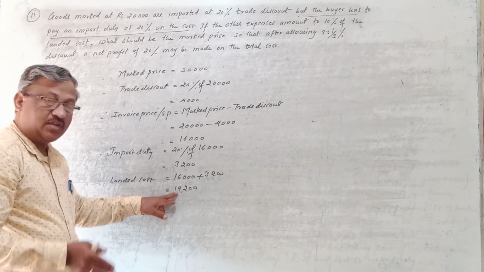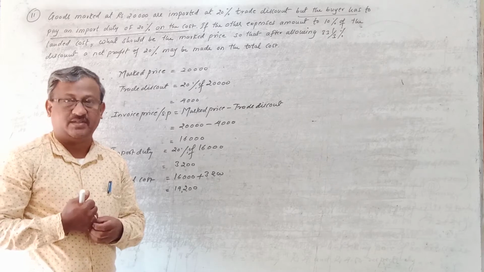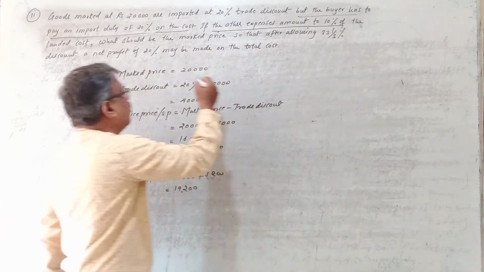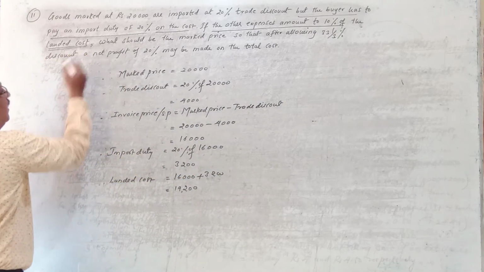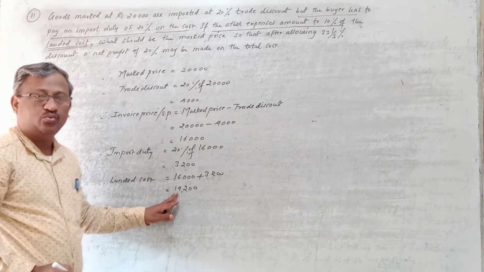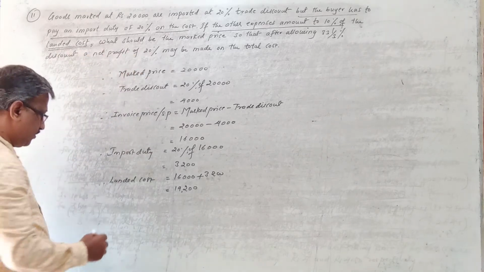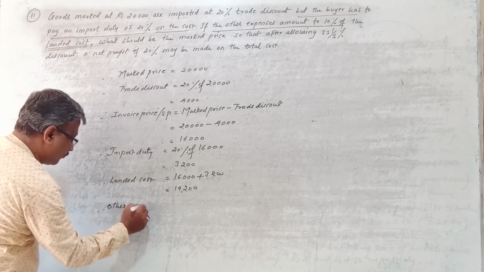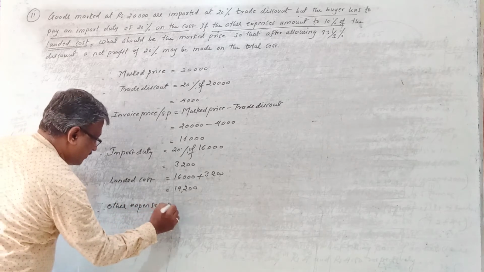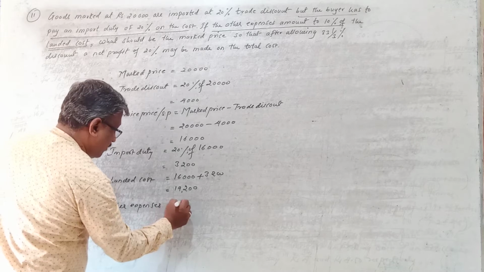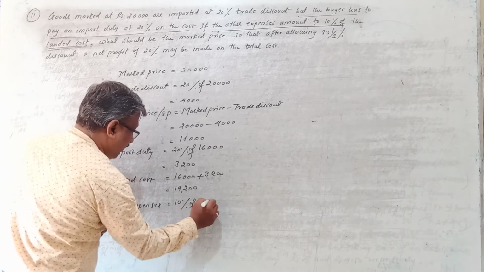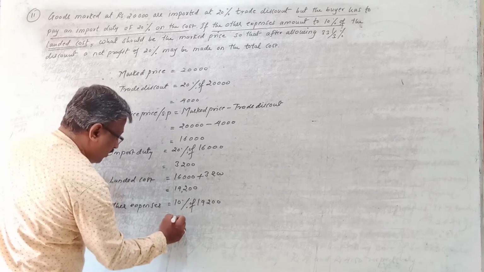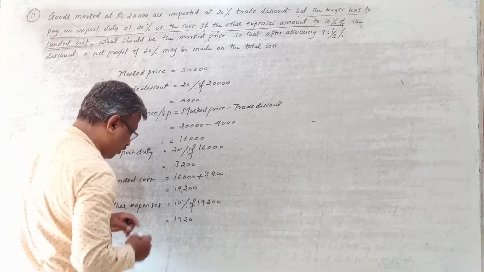And on this landed cost, again he incurs what? Other expenses. Here they have given that the other expenses amounted to 10% of which cost? They have said landed cost. So what is our landed cost? 19,200. On this you have to calculate 10%. So now you calculate other expenses. How much do you have to find? It is 10% of 19,200. So 10% of 19,200 comes to 1,920 rupees.